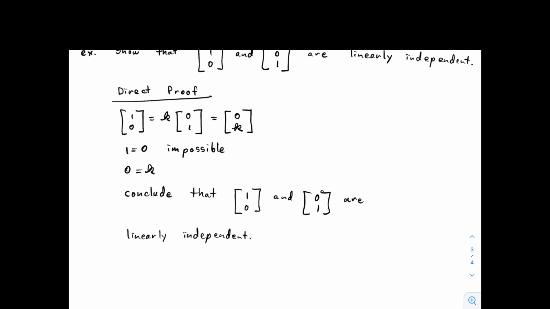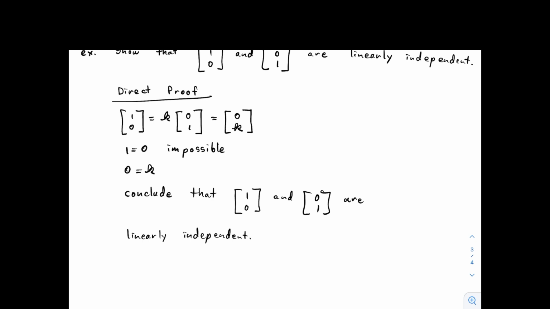Now, you could also show this by saying that the first component of the vector (1, 0) is 1, and the first component of the second vector, (0, 1), is 0. And so there's no way that if you have only two vectors, you can come up with a linear combination such that you go from a 0 in the first component to a 1 in the first component. And that would be another way to show that these two vectors are linearly independent.